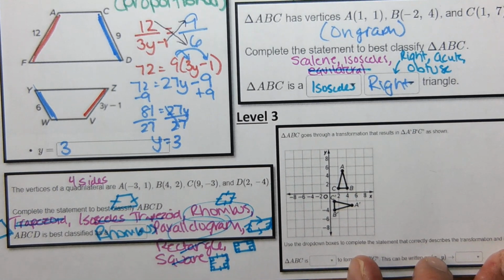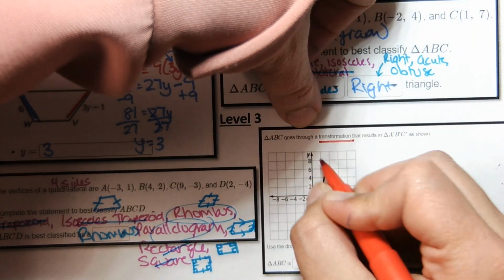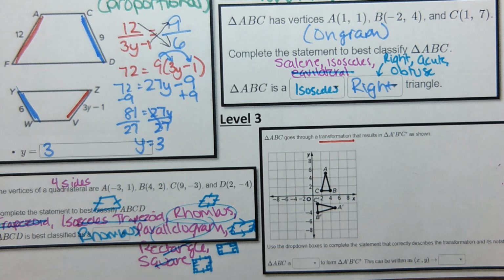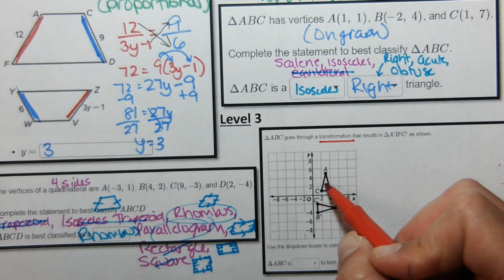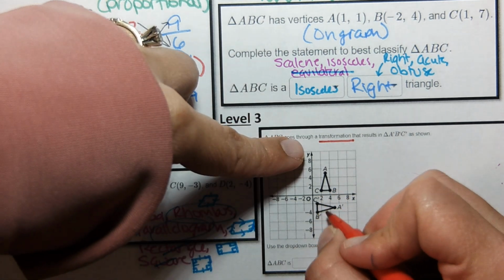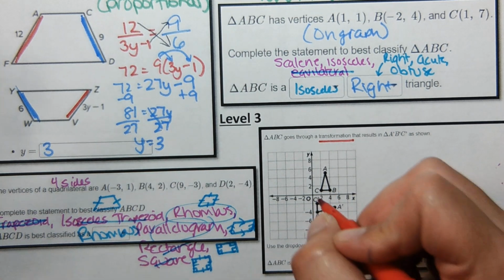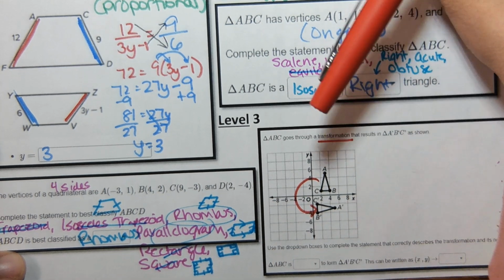Okay, and then the last one on the page right here says ABC goes through a transformation. A transformation is when you move the shape on the graph. You could either slide it, rotate it, reflect it, dilate it, and it shows the result is ABC prime. So the original right here, and then ABC prime is the new one. To go from this shape to this shape, it's not a reflection over the axis. Let's see. It's not a slide because it changes orientation. It is definitely a rotation.